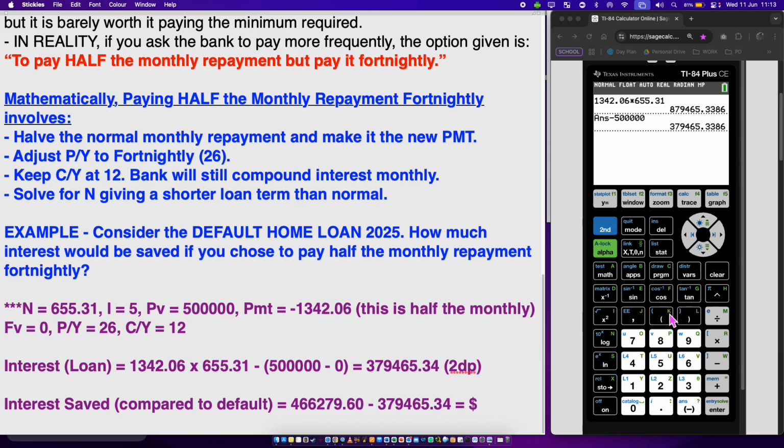Let's work out how much of a saving. 466,279.6 minus 379,465.34. So choosing to pay half of the monthly payment every fortnight compared to the default loan is going to save you $86,814.26. It's going to save you more if your home loan was bigger.